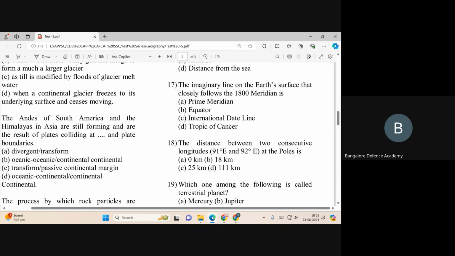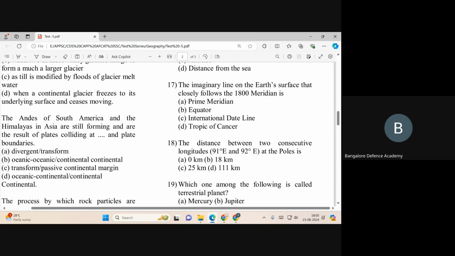So how many feel option A is correct? That is what I want from you. Next, how many think option B is correct? A lot of people think it is correct. How many feel 18 is correct? How many feel 25 is correct? Very good. How many feel 111 is correct?